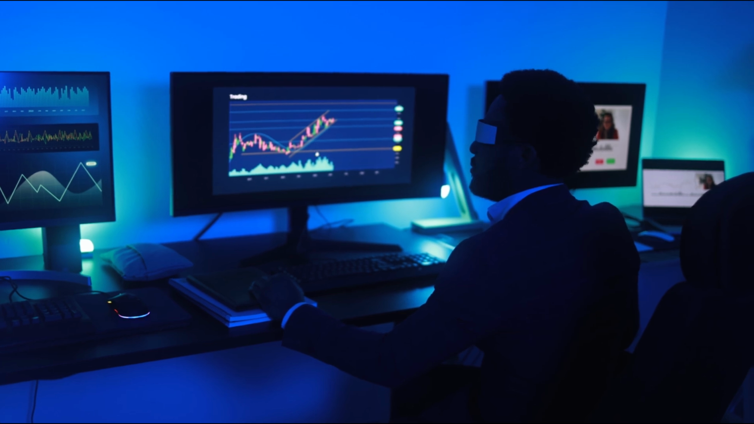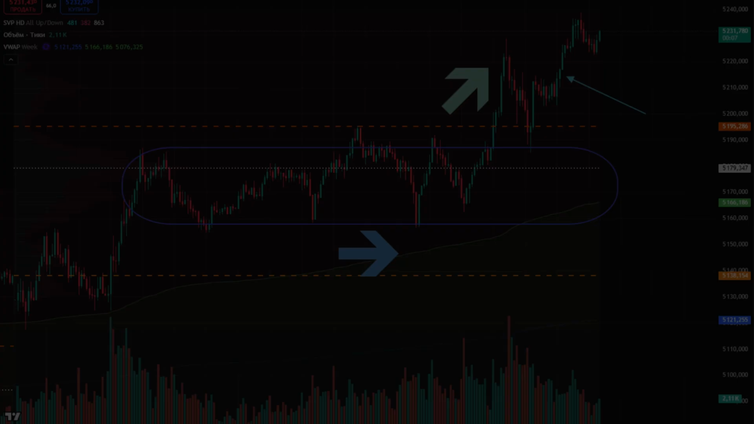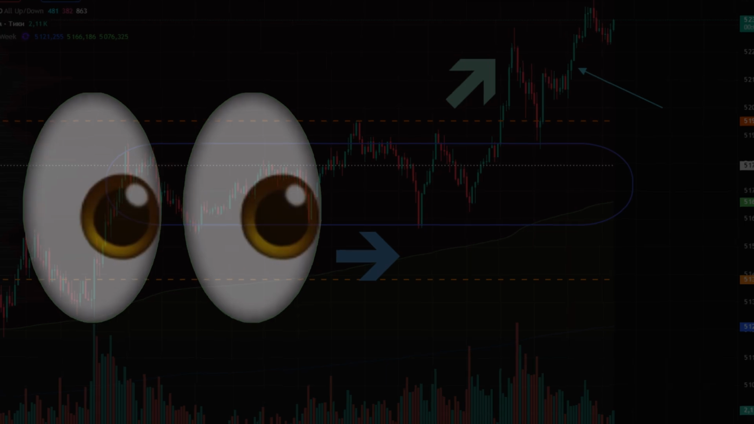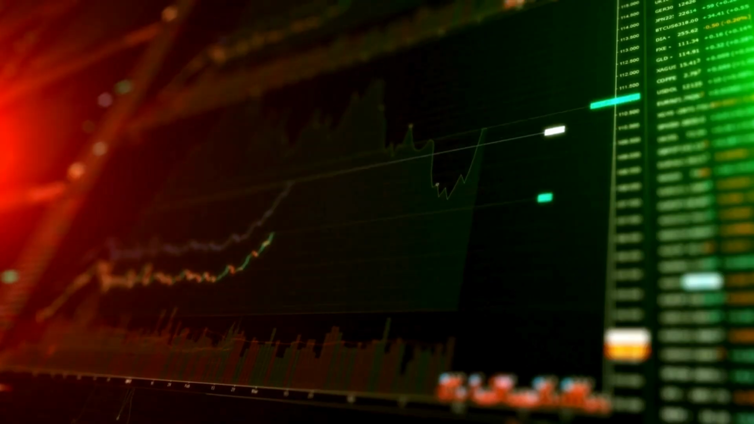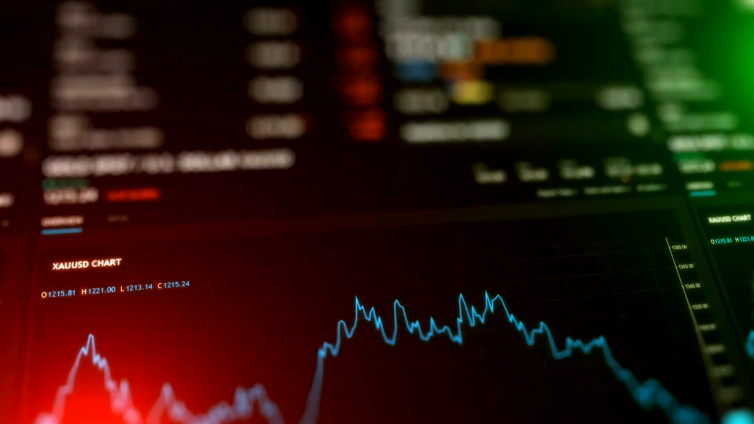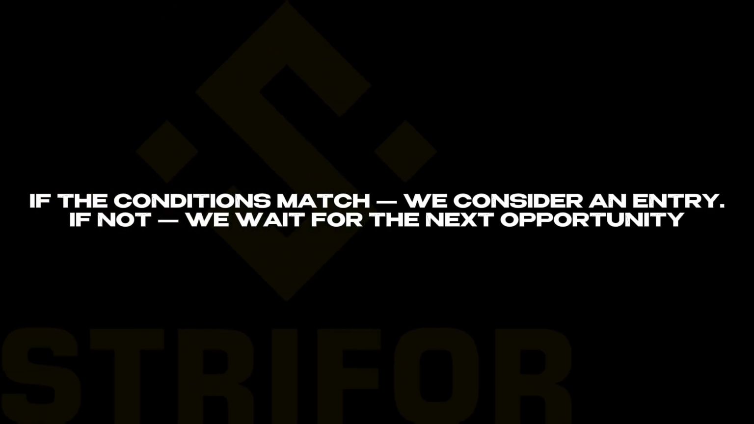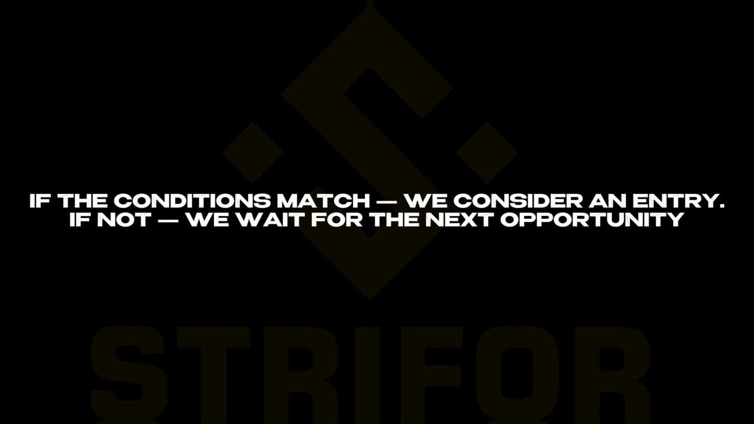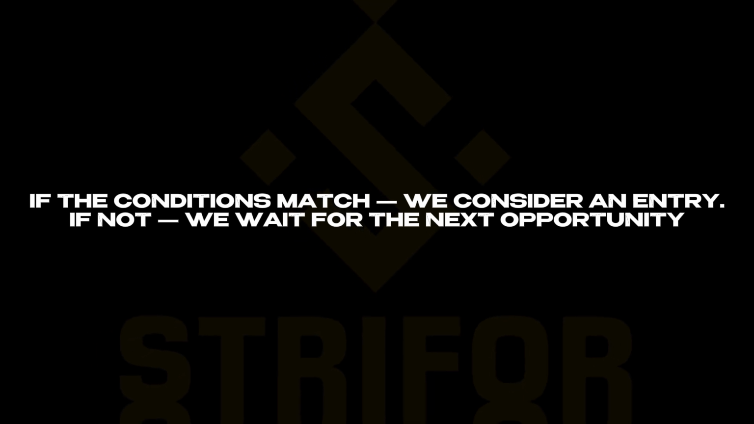Without a setup, a trader makes decisions intuitively. One situation feels similar, another not quite. The result is chaos and unpredictability. A setup solves this problem. It turns observations into an algorithm. If the conditions match, we consider an entry. If not, we wait for the next opportunity.